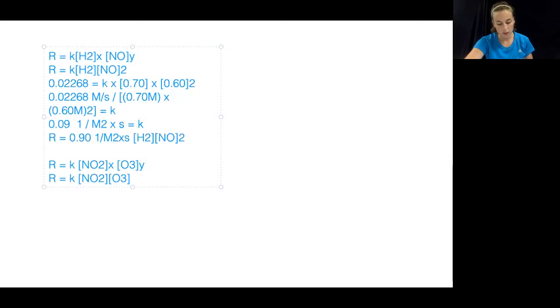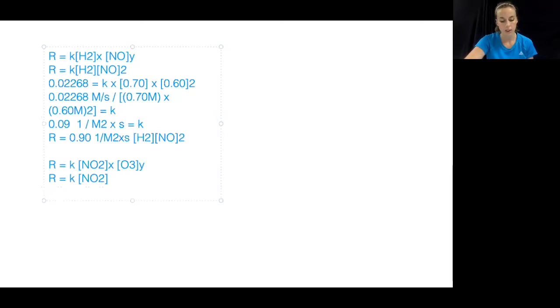So I'm looking for 2 trials here in which NO2 is staying the same, but O3 is changing. So I'm looking at trials 1 and 3. NO2 stays the same, O3 is doubled. Let's see what happens to the reaction rate. Well, the reaction rate stayed the same, 0.088 and 0.088. So remember, like we said before, this means that O3 is not having any effect on the rate, which means the exponent is 0, which means I can just take it out because the value is just going to be 1. So the reaction rate is equal to K times the concentration of NO2.